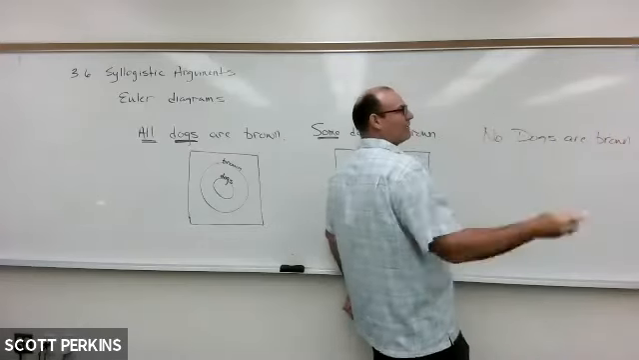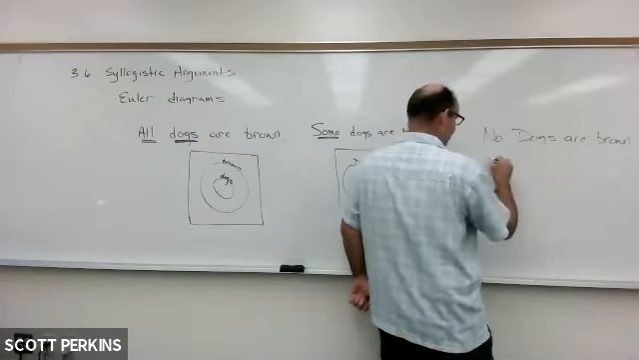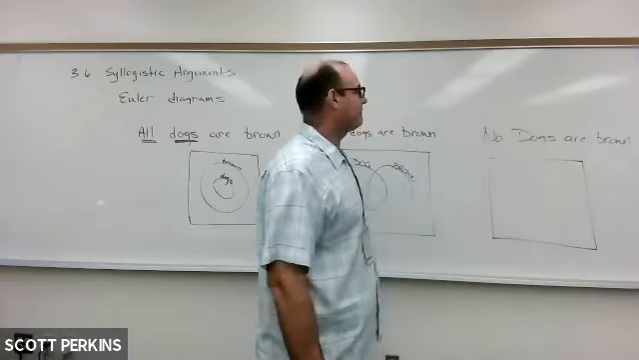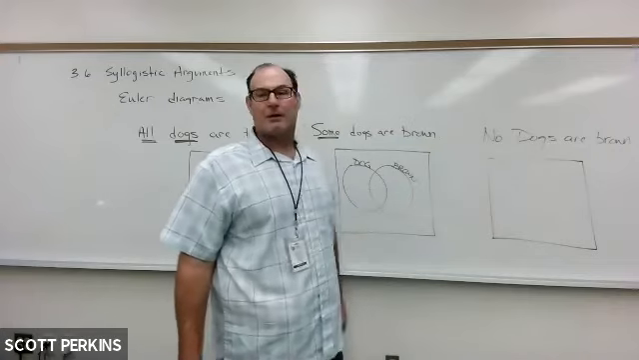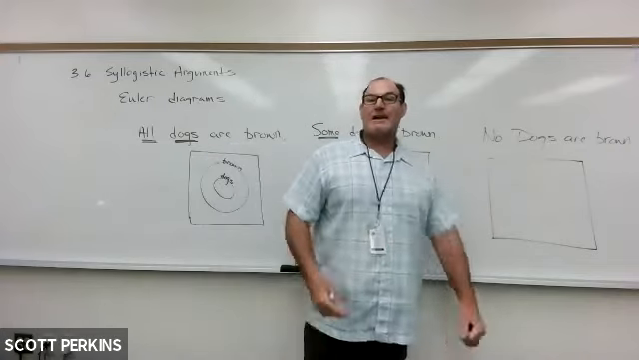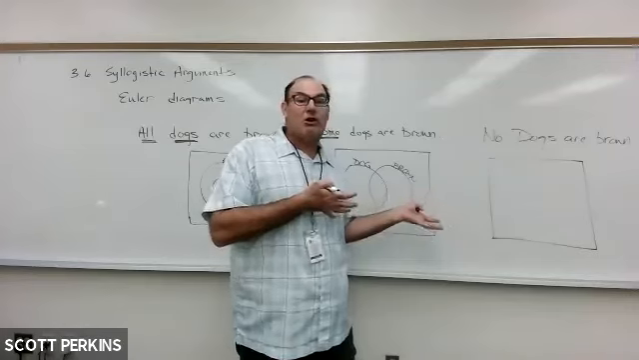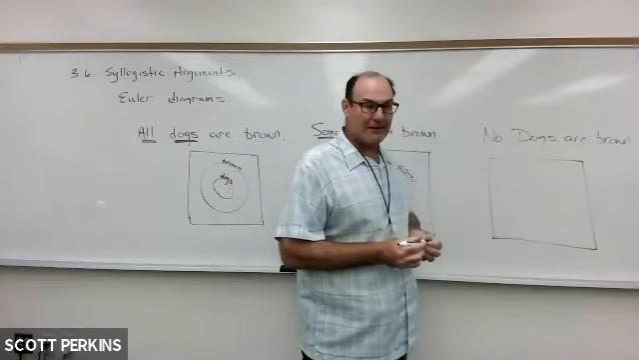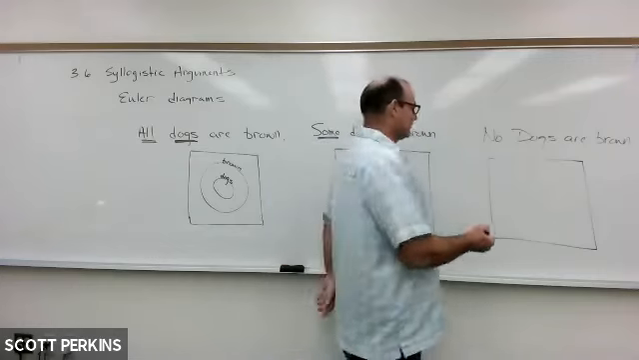No dogs are brown. Okay, so I just have enough room. I probably should have started a little more left than I did, but that's okay. So again, I'm going to have a dog circle and a brown circle. If no dogs are brown, how do you think these two circles are interacting? They're not touching. Yeah.